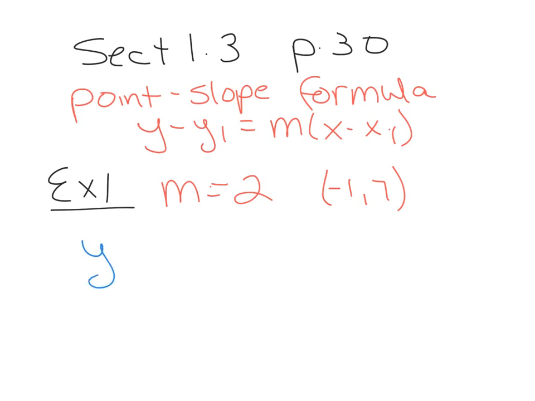We start with y, coming from here. Then we subtract the y coordinate from our point. So we're going to subtract 7. So y minus 7 equals, this m stands for slope, so we'll put the slope in, 2 times, then we'll do x minus x1, which is the x coordinate. So x1 is the x coordinate, y1 is the y coordinate. So this will be x minus -1.